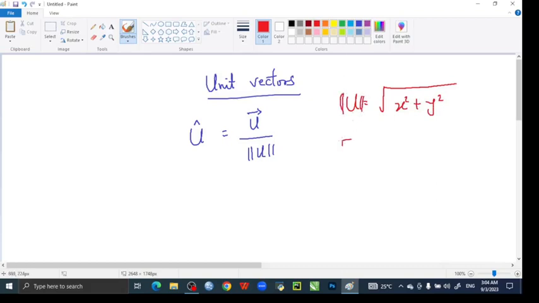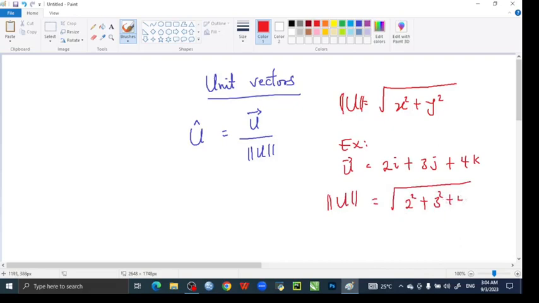Let's take, for example, vector u to be 2i plus 3j plus 4k, and you're asked to find the magnitude. The magnitude of u equals the square root of 2 squared plus 3 squared plus 4 squared. That is the square root of 4 plus 9 plus 16, which is root 29. So that will be the magnitude. That's how to find magnitude.